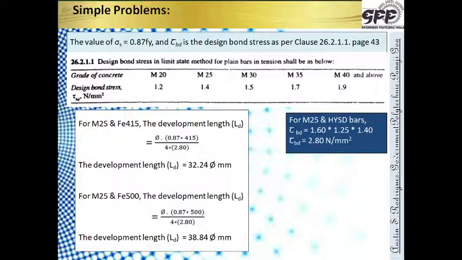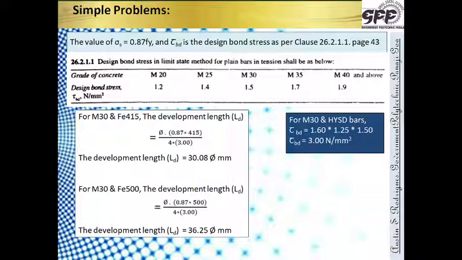So this is the way we calculate. Let us have a look at the other one. For M30 and Fe415, for M30 we have it as 1.5 over here. The design bond stress is 1.5. Since we have HYSD bar, the value is increased by 60%, and since the bar is in compression, it is increased by 25%. So we get tau BD equal to 3.00 Newton per mm square.